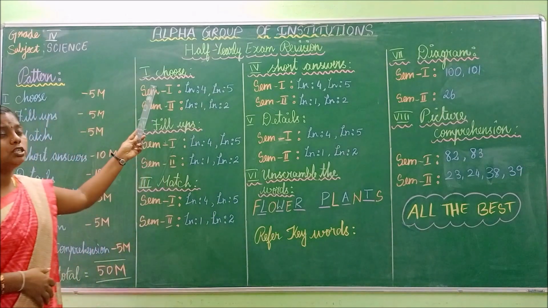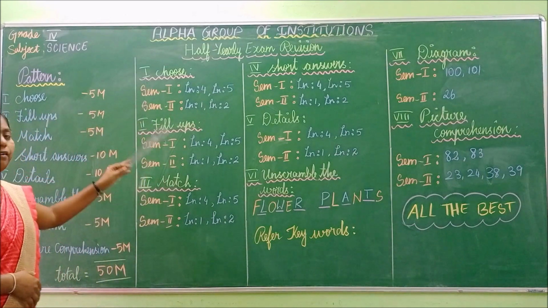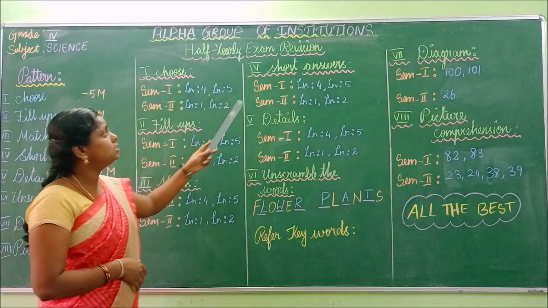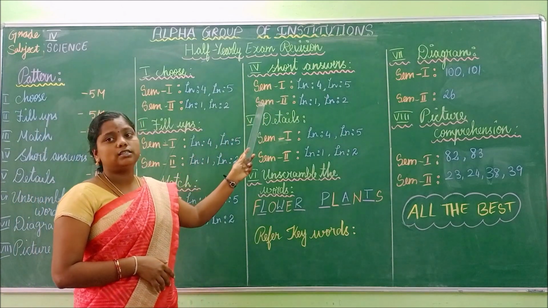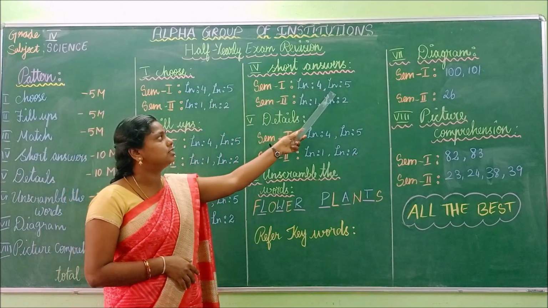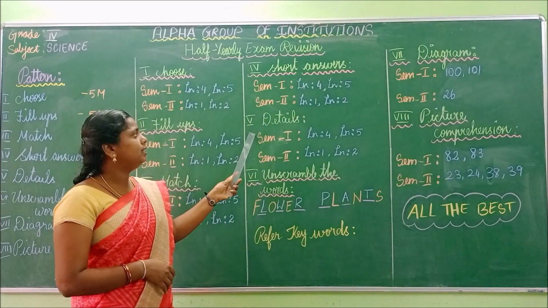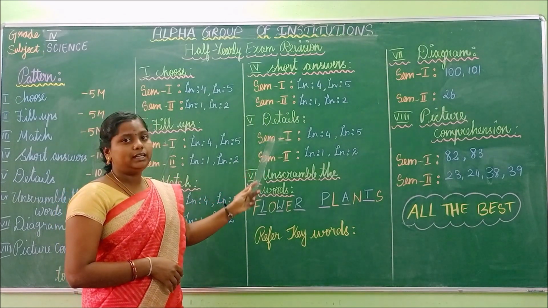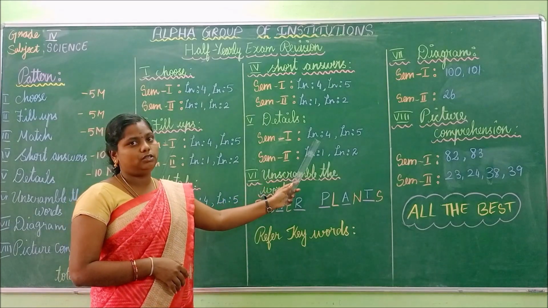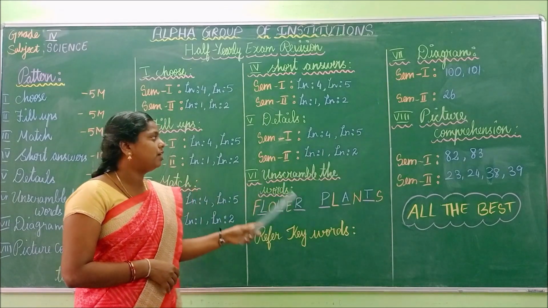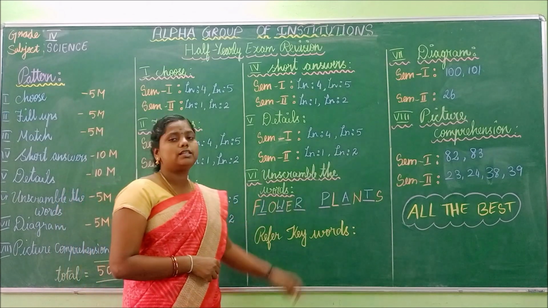So children, here what happened? We have finished choose, fill up, match. We have revised everything. The next part is part 4, short answers: Semester 1, lesson number 4 and lesson number 5, Semester 2, lesson number 1 and lesson number 2. Part 5, details: Lesson number 1 in semester 1, lesson number 4 and lesson number 5, in semester 2, lesson number 1 and lesson number 2.